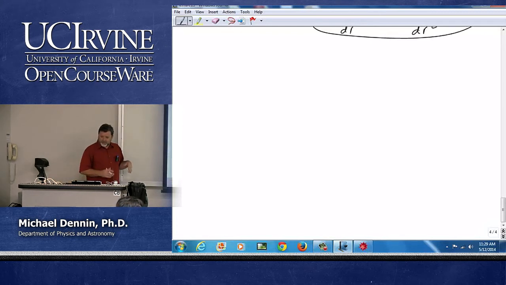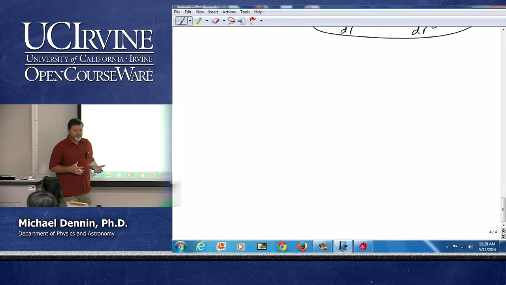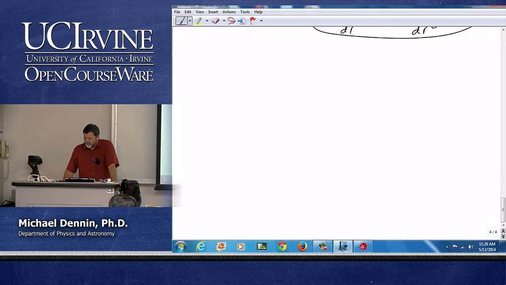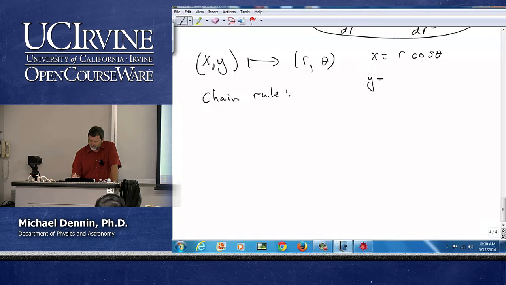Now, I'm going to do a couple things in 2D just because I don't like writing a lot, but everything I'm about to do carries over to 3D. The core idea in the change of variable, so let's suppose we're going to work with xy going to r theta, the core idea is the chain rule. So if I think about it, I know x equals r cosine theta and y equals r sine theta.